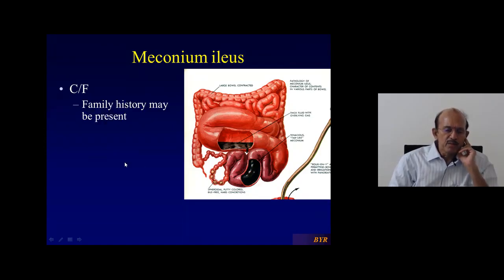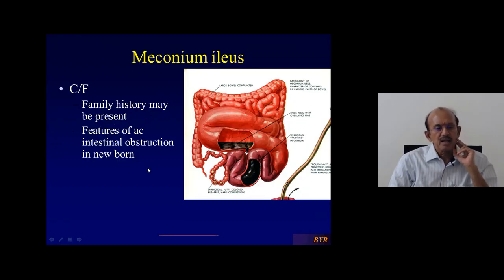Clinical features of meconium ileus. Family history may be present because this runs in families due to the genes. There are features of acute intestinal obstruction in the newborn.